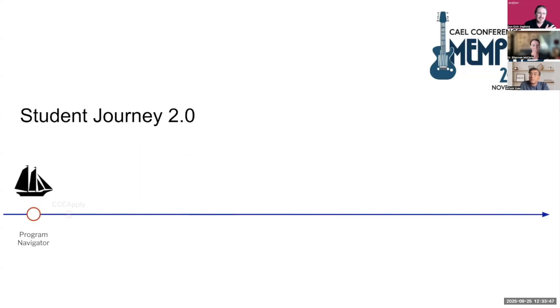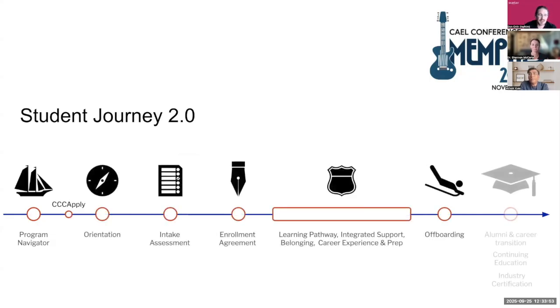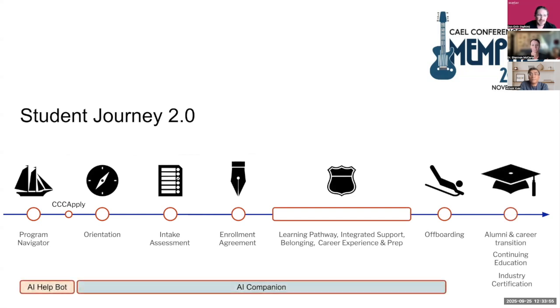And so really quickly, our student journey looks like this in a nutshell. We start off with a program navigator that helps students choose the best program for them. They jump into an orientation after the California Community College process, and that orientation is asynchronous and modular. They'll take an intake assessment that gathers some critical information that helps us identify students' needs and goals. The enrollment agreement is kind of a final step in committing to the program.